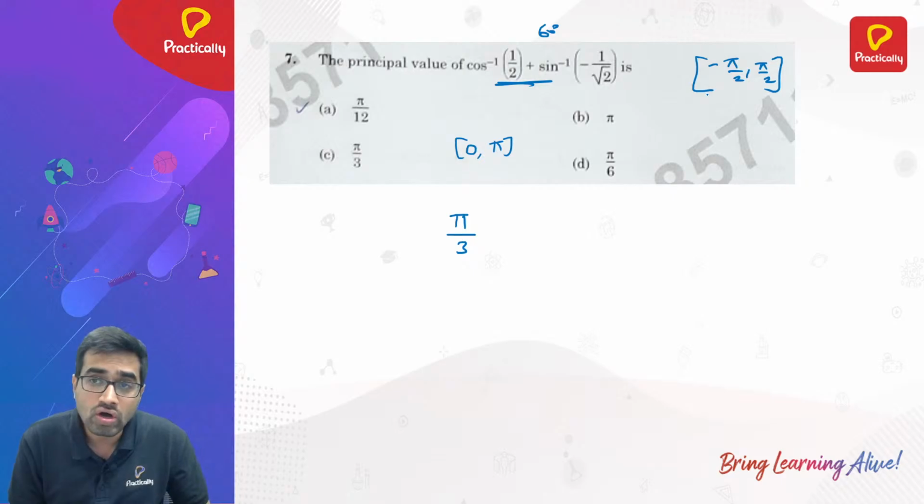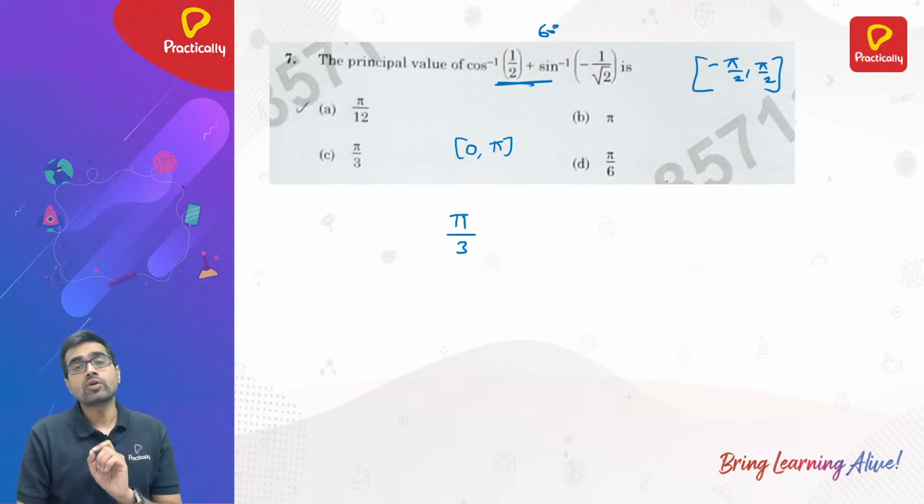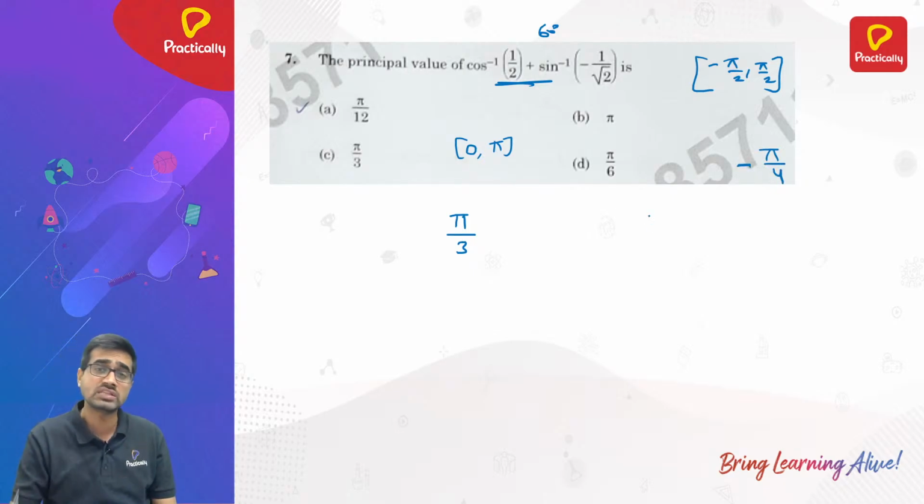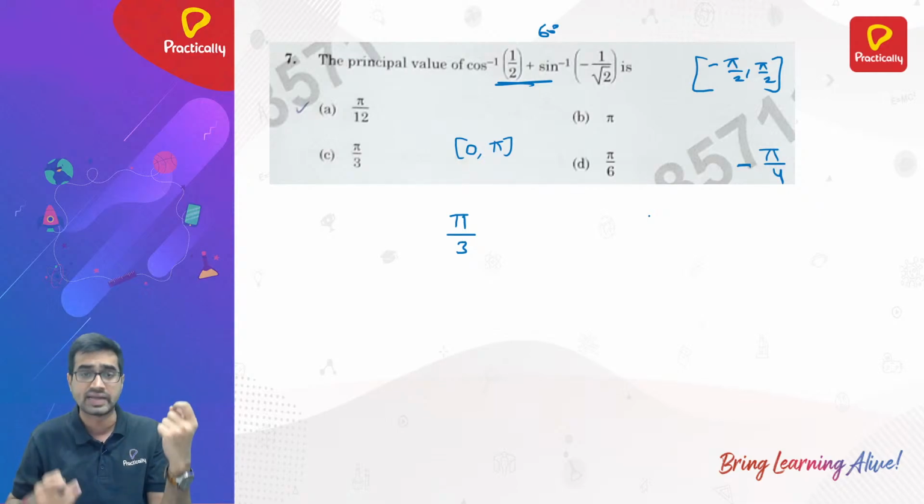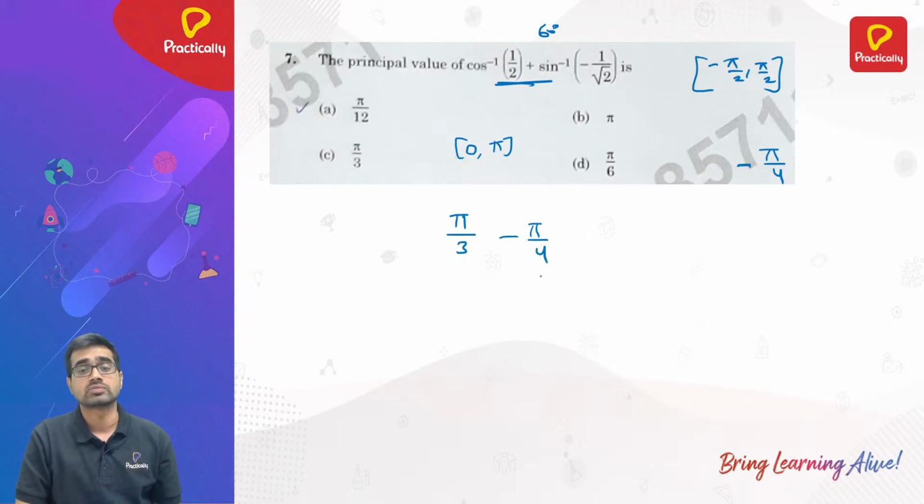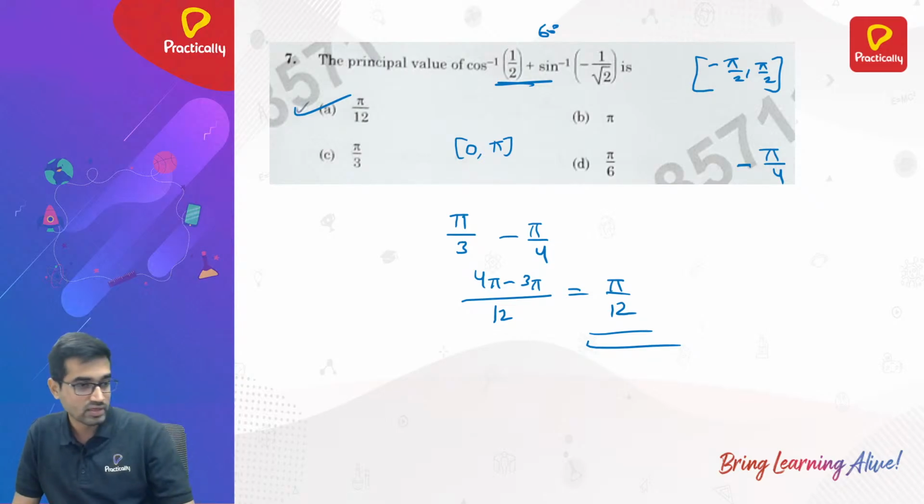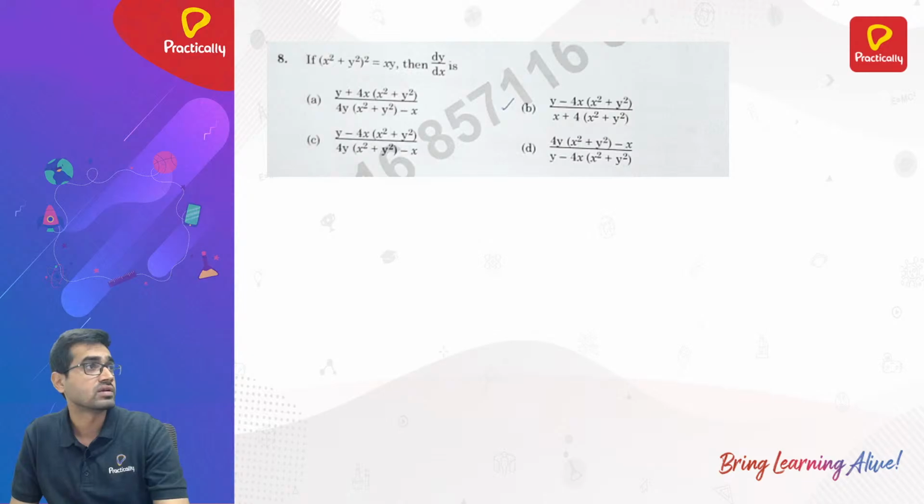Okay. So minus 1 by root 2. Think of 1 by root 2: 45 degrees, 45 is pi by 4. But this is minus. So minus pi by 4. Is minus pi by 4 between minus 90 and plus 90? Yes. Minus 45 is between minus 90 and plus 90. So you get minus pi by 4 as the principal value. Just take the LCM 12. You get 4 pi minus 3 pi. You get pi by 12. So what do you get? Pi by 12. Again, he did it right. Okay, superb. Let's move to the next one.